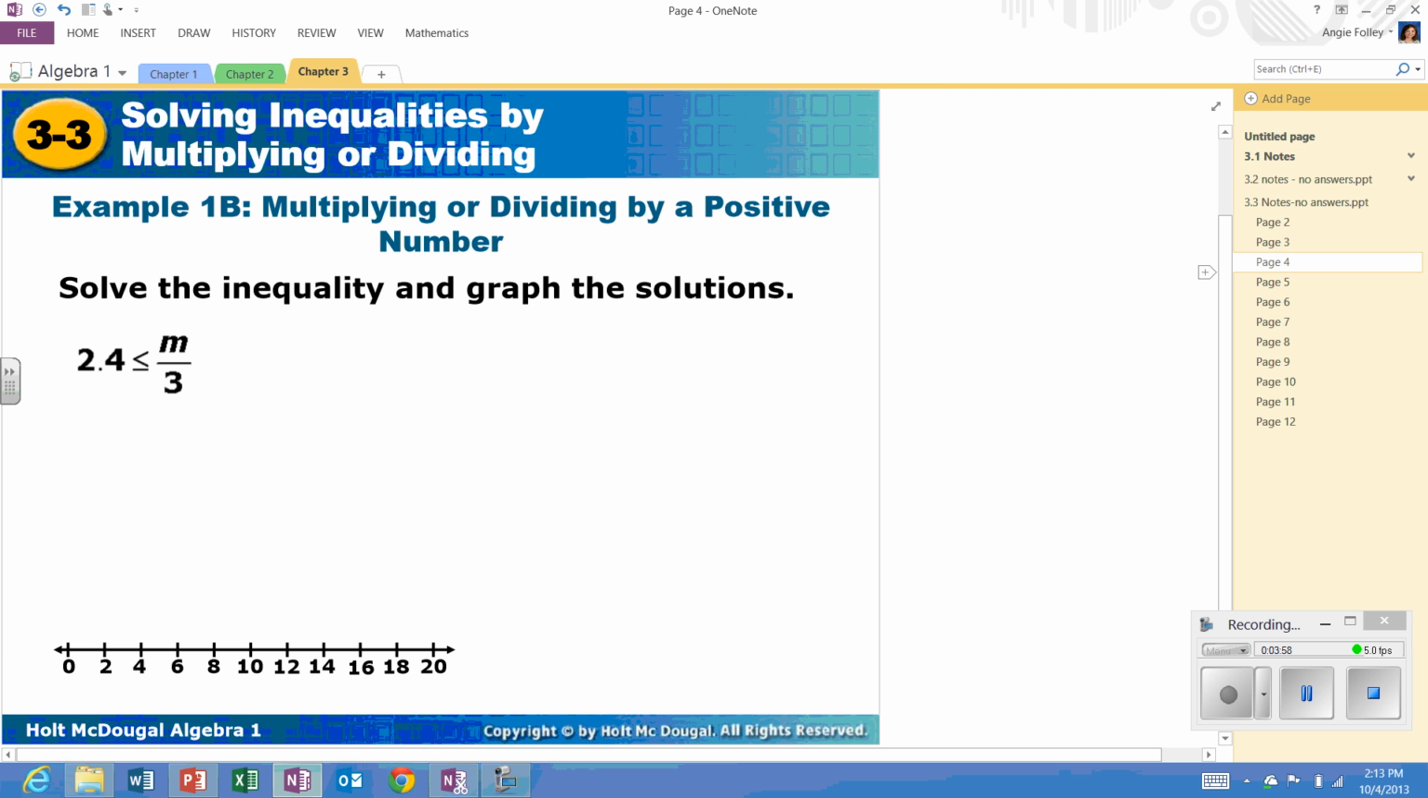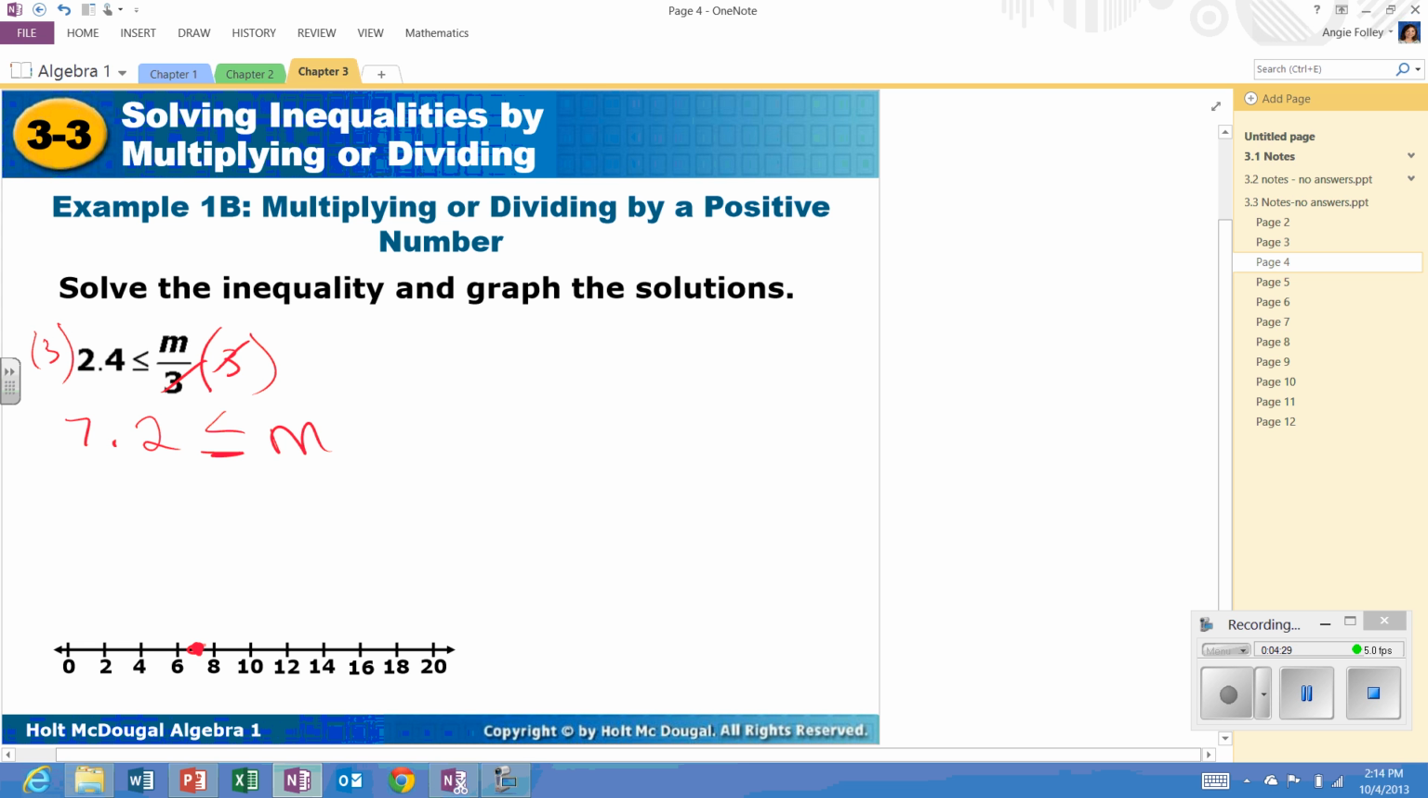All right, on this next example, I've got m divided by 3. Now, if I have the variable divided by a number, to get rid of it, I need to multiply by that number. So I'm going to multiply both sides by 3, and 3 times 2.4 is 7.2, which is less than or equal to m. So at 7.2, which you kind of can estimate down here, I'm going to draw a closed circle. So it's probably somewhere in there.